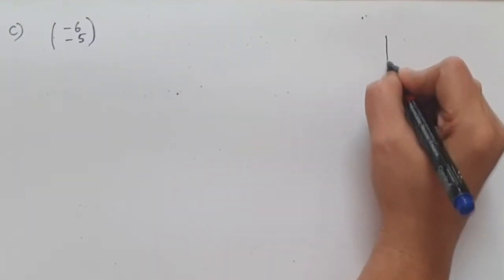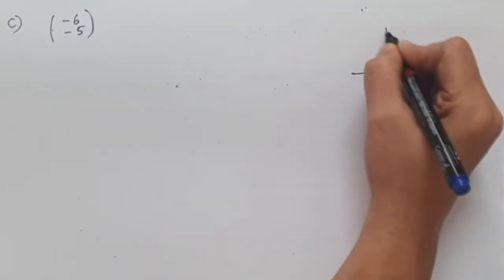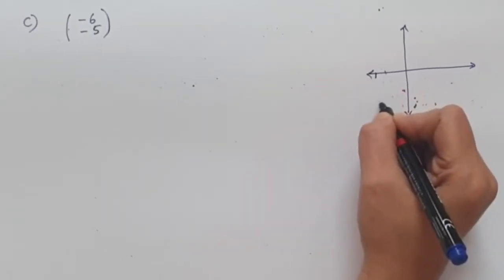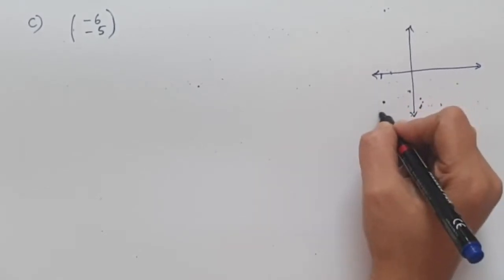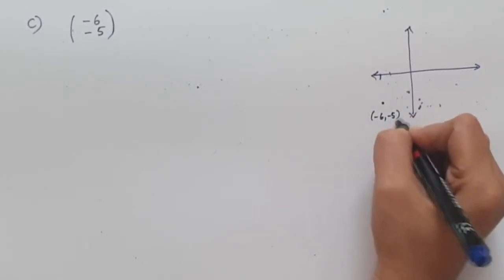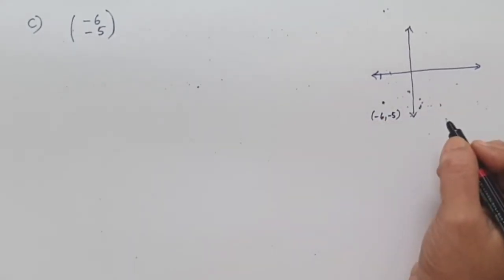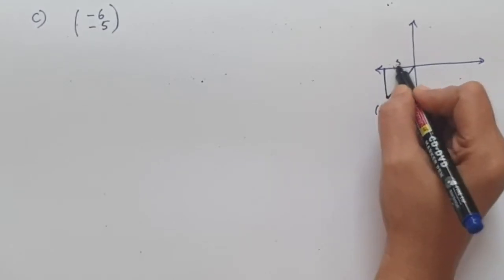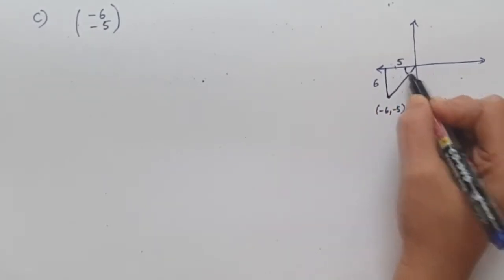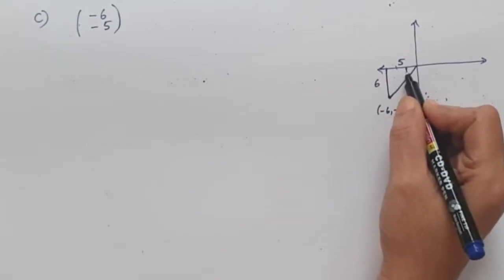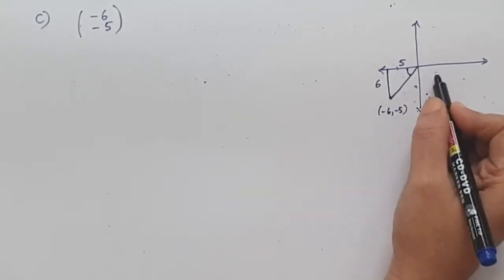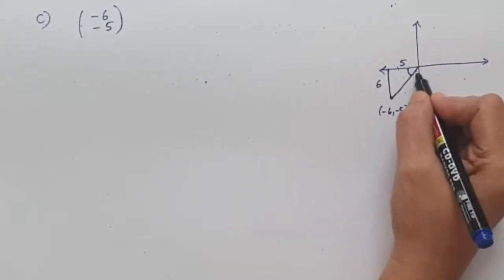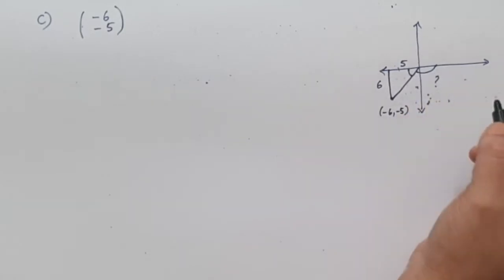C is given as minus 6 and minus 5. Here both i and j are negative, so we'll have the coordinate over here at minus 6, minus 5. When we draw the line over here, this x is 5 and y is 6. So we'll be able to find this angle. Once we find this angle, 180 minus this angle will give us the required angle from the positive i.